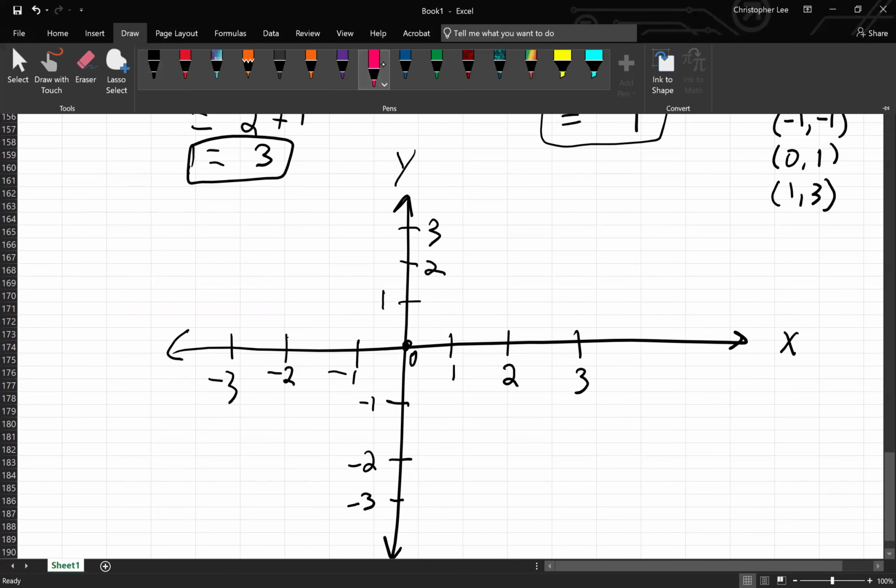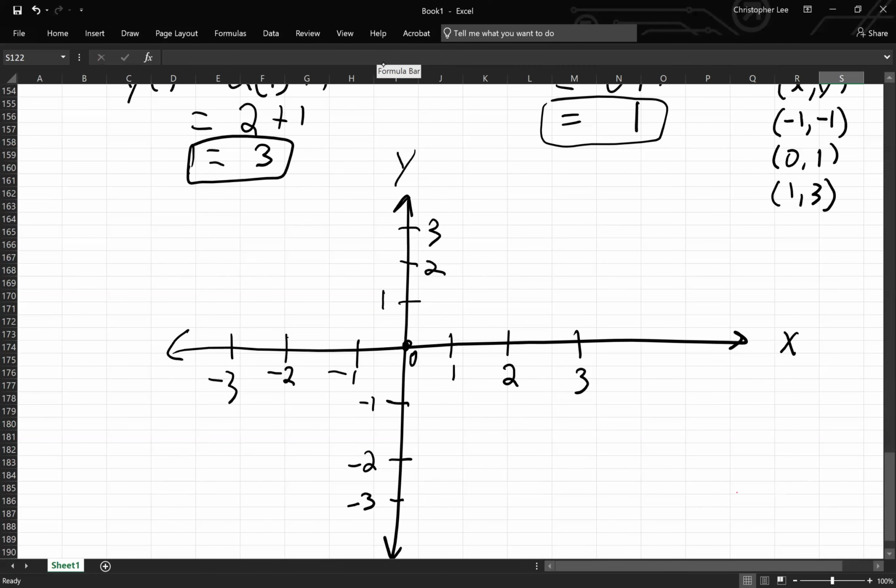I'm gonna use another color so it could pop a little bit, right? I have my first point. What is it? It's -1, comma, -1. So I go across the x-axis to -1. Bam. And then I go down, right, to where they intersect at -1. So here it is, right? That's the point.